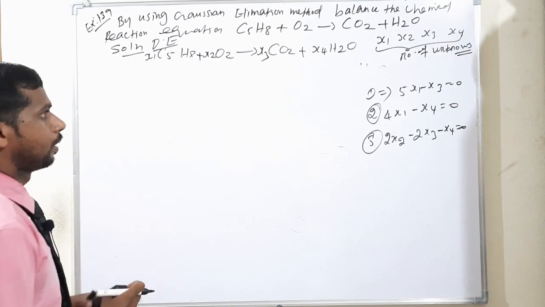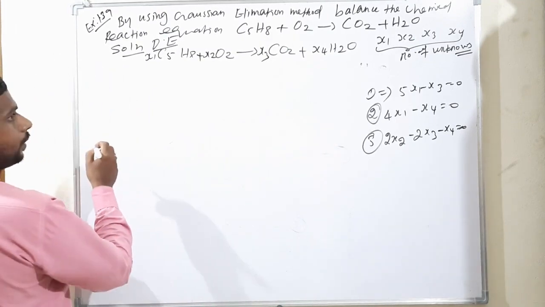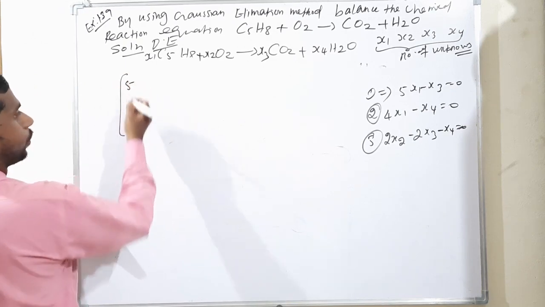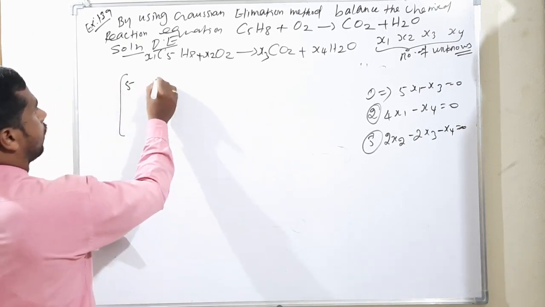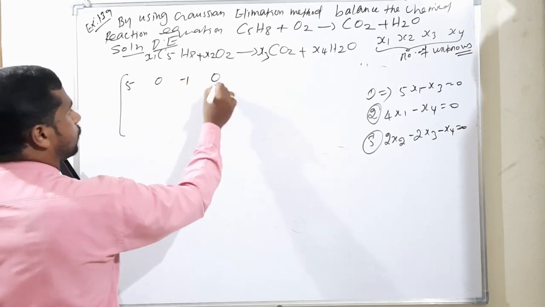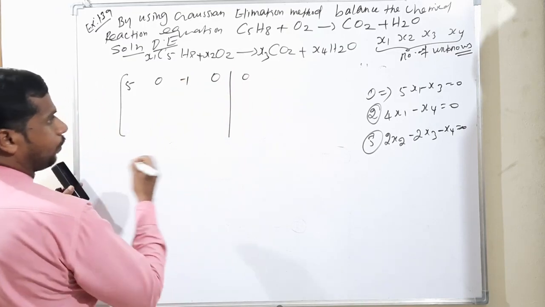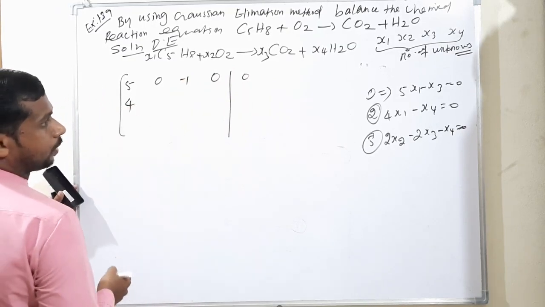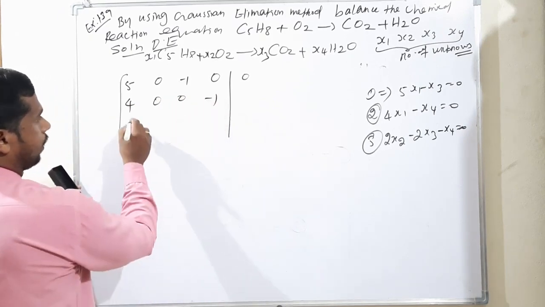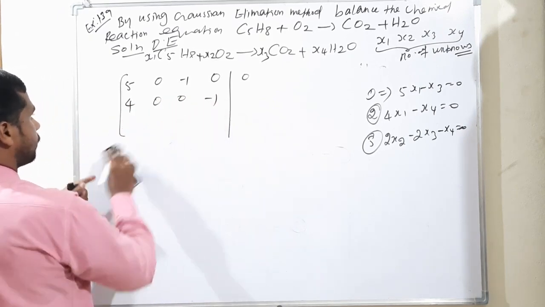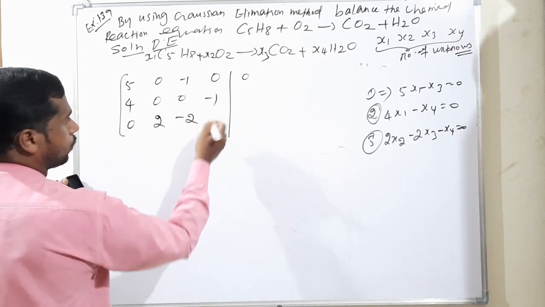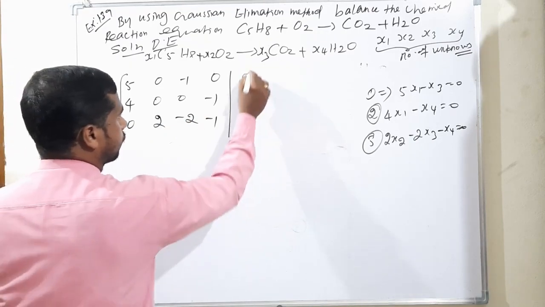So listen very carefully. Now rewrite in equation form. 5x1, x2 nothing so write 0, and x3 minus 1, x4 0, then 0. Next, 4x1, so 4, x2 0, x3 0, x4 minus 1, then 0. Next, x1 0, then x2 2, x3 minus 2, x4 minus 1, 0, 0.